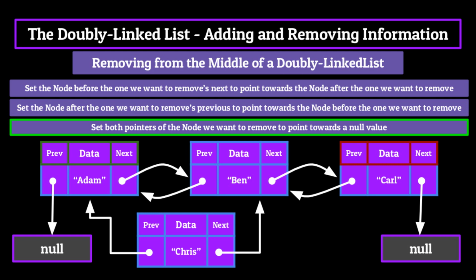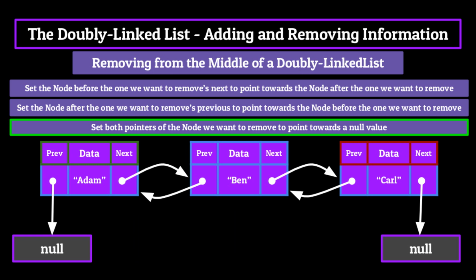Finally, we have to set the Chris node's pointers to point towards null values. Now that we've done this, because no nodes point towards it, and it doesn't point towards any nodes, the Chris node gets deleted from the doubly linked list. The list is back to its original form with no breaks or errors.